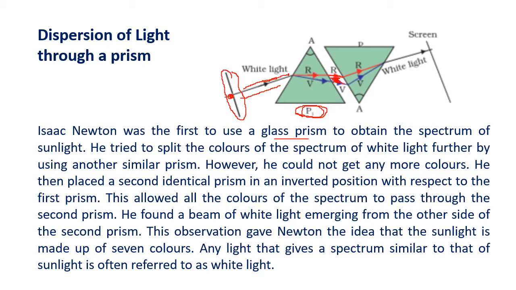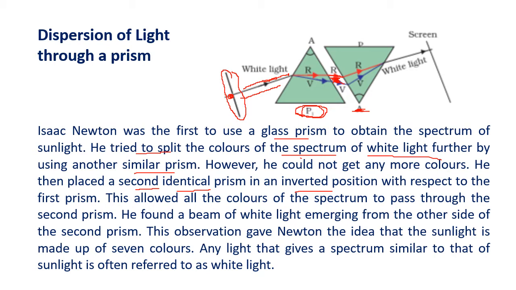What did Newton do? Newton tried to split the colors of the spectrum further. He wanted to further break it up by using another similar prism. But no matter in which way he kept the prism, he could not get any more colors. Then what he did, he placed a second identical prism in an inverted position. You can see this prism. It is put in an inverted position with respect to the first prism.